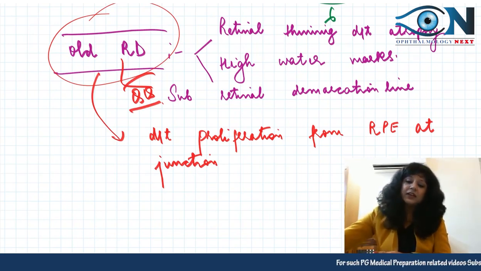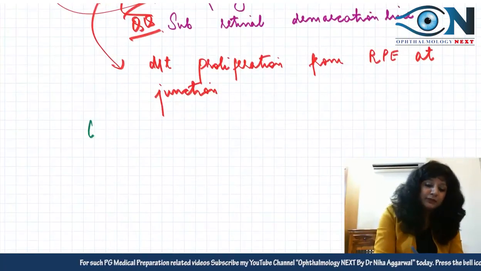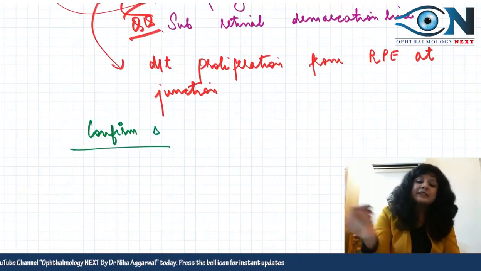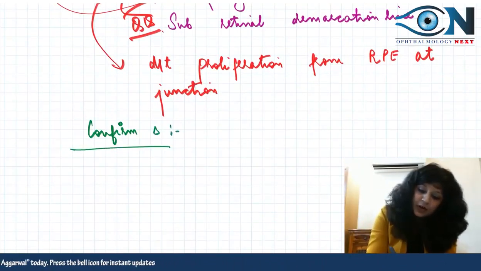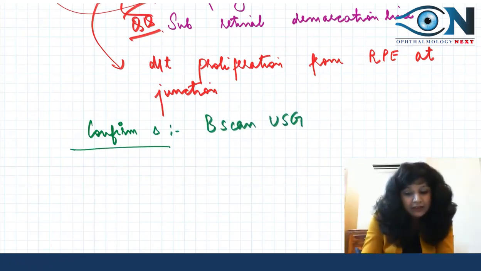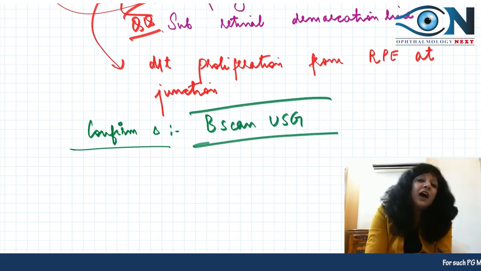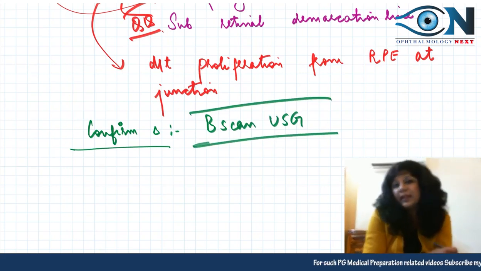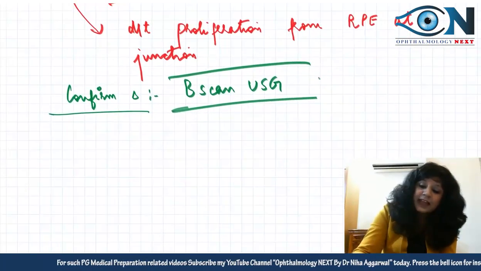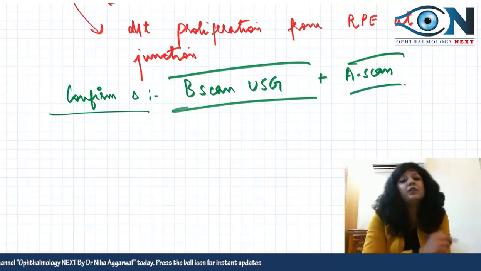Now, once you have done this, we will try to confirm. How will you confirm the diagnosis? Basically, we confirm this diagnosis by B-scan ultrasound, and I will also help you understand how A-scan helps in confirming this. So we are doing B-scan along with A-scan ultrasound. Let us see what happens.